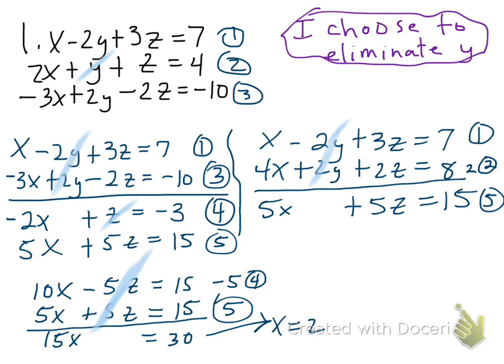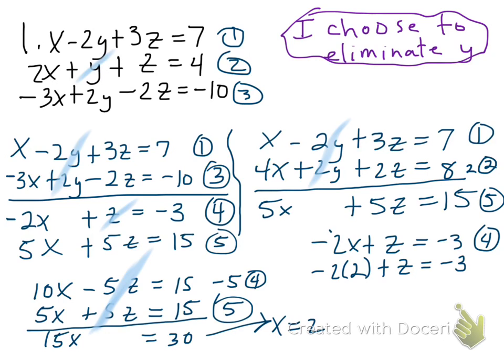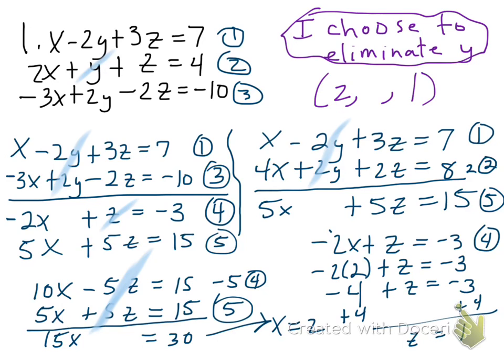Once we know that x is 2, we can go back and use either of equations 4 or 5 to find z. I'm going to use 4. So that's equation 4, and we know that x is 2. We need to add 4 to both sides, and we end up with z equals 1. So far we know that x is 2 and z is 1. We still need to find y.